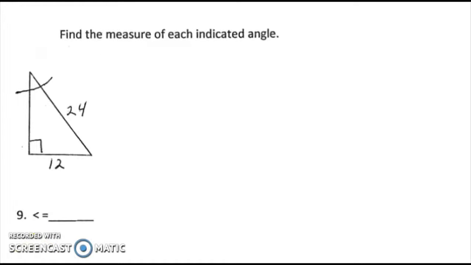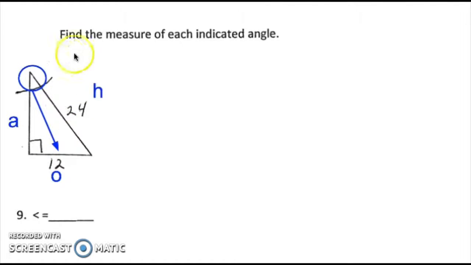Numbers 9 through 12, you are looking for the measure of each indicated angle, which would be this angle here. So first thing we're going to do is circle that, because we got to set up our triangle. Draw the arrow across, that side is going to be opposite. Then hypotenuse is going to be across from the 90-degree angle, which is 24. And the other side is adjacent.